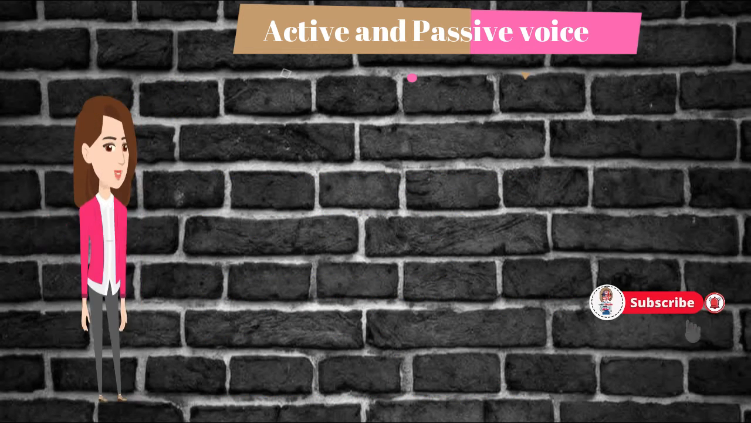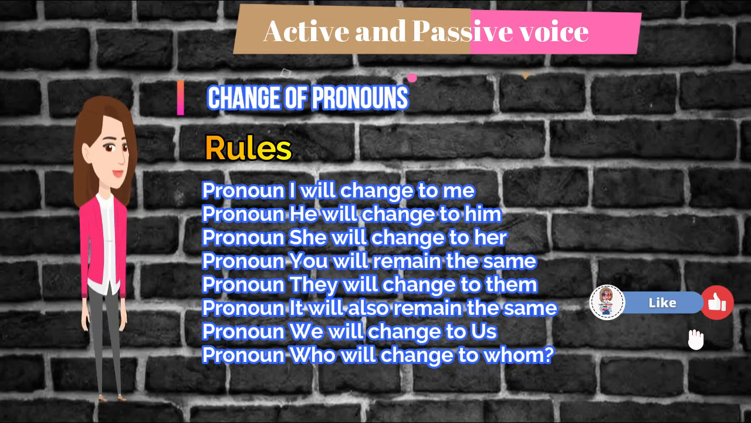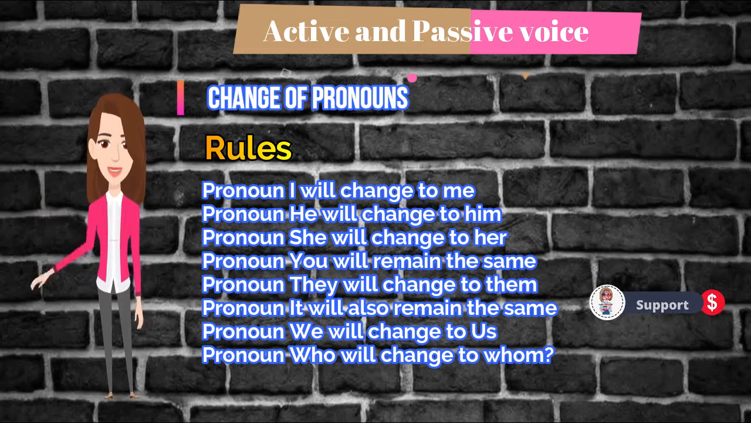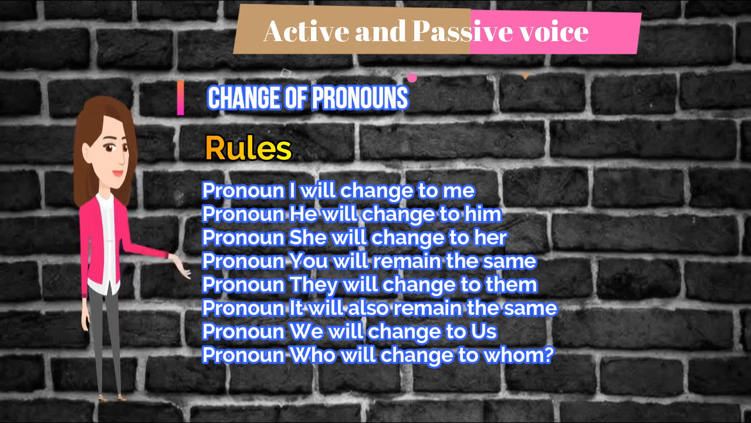Now let me explain the changes of pronouns when we convert a sentence from active voice to passive voice. Pronoun I will change to me, pronoun he will change to him, pronoun she will change to her, pronoun you will remain the same, pronoun they will change to them, pronoun it will also remain the same. Pronoun we will change to us, pronoun who will change to whom.